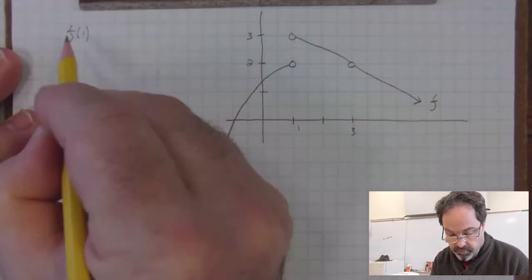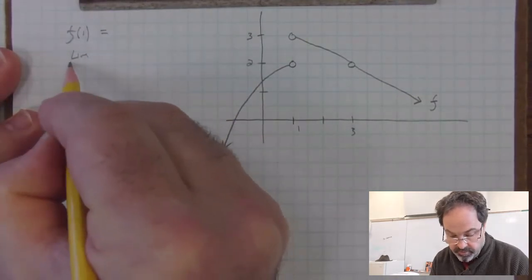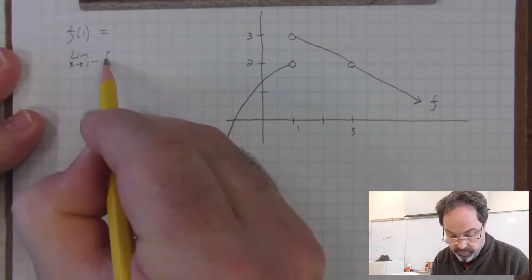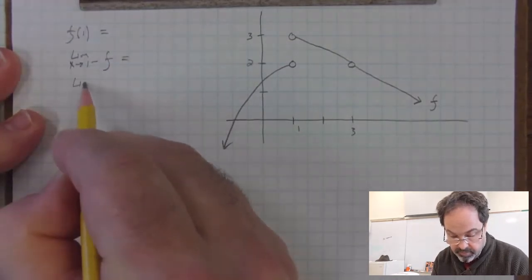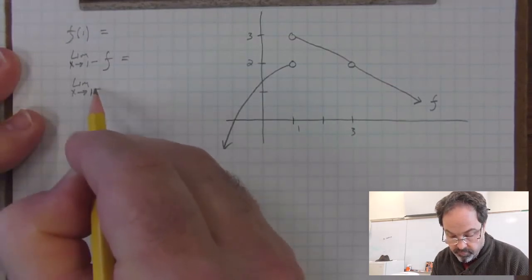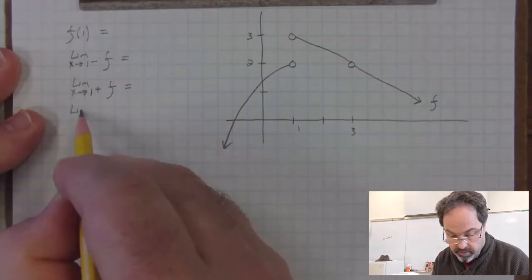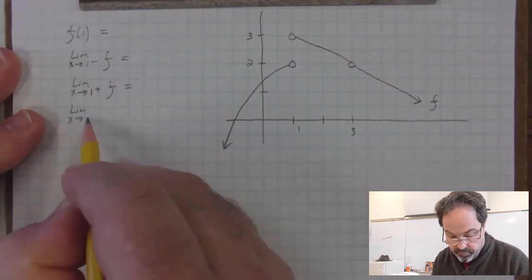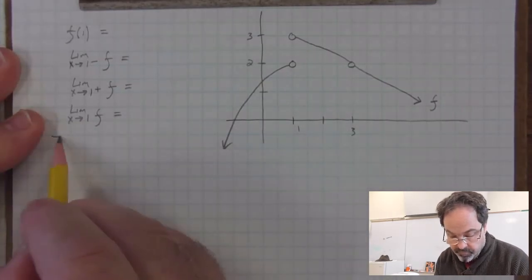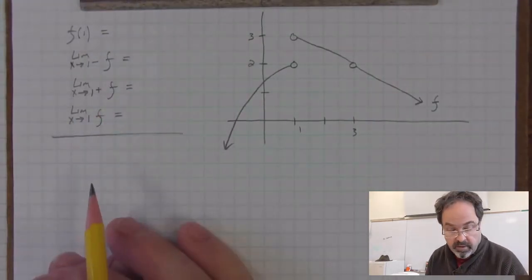What is the value of the function at 1? What is the limit as x approaches 1 from the left of this function? What is the limit as x approaches 1 from the right of this function? And what is the limit as x approaches 1 of this function? We'll ask a few more questions, but let's get some answers to these first.